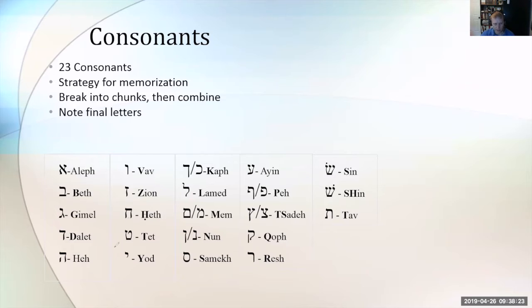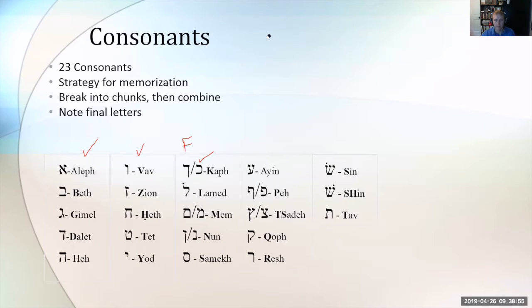Note the final letters here. The first 2 columns don't have any final letters in them, but the next 2 do. So we have a kaf, and this one occurs anywhere in the word except for the end of the word. This is the final form. So put an F here. This is the final form. You only see this form at the end of a word.